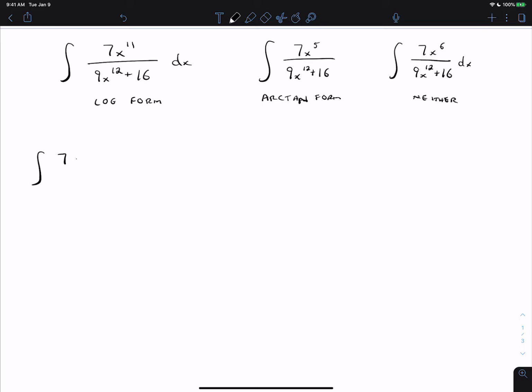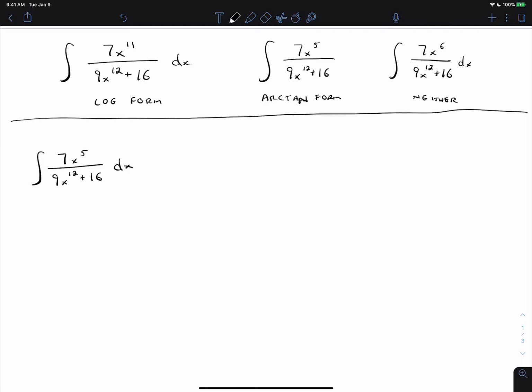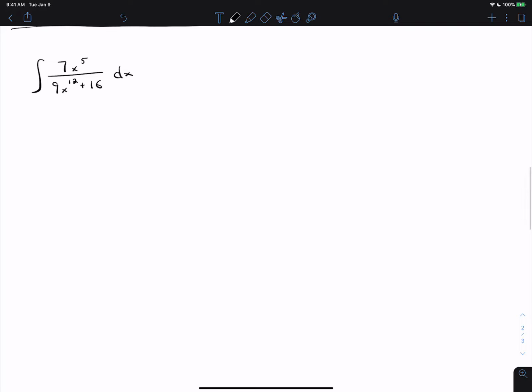So we've got 7x to the 5th over 9x to the 12th plus 16. This will be the next problem we actually work out. Okay, so again, if we hadn't said what to do to begin with, first thought should be let u equal the entire bottom. Du then would be a constant times x to the 11. That's not going to work well. So then we want to try to match inverse tangent, because then u would basically be x to the 6, and du would be basically x to the 5, which is what's sitting on top for us.